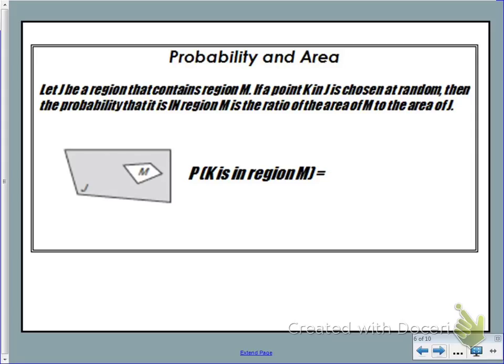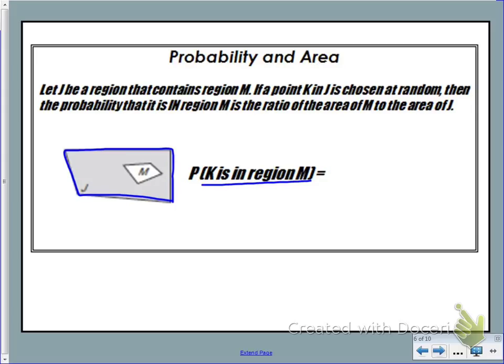Okay, let's look at probability and its dealings with area. It says let J be a region that contains region M. If a point K in J is chosen at random, then the probability that it is in region M is the ratio of the area of M to the area of J. Again, this sounds kind of complex, but we're just looking at what are the chances that K is in region M. So our point is going to be chosen at random, and the whole area is region J.